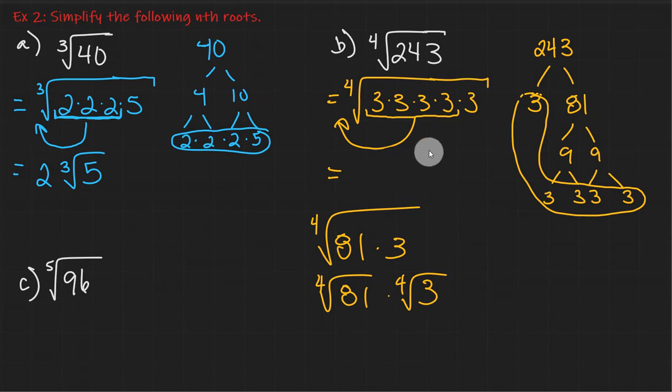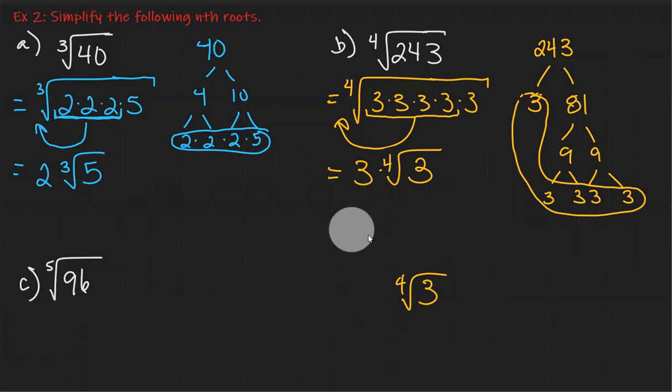Let me write that a little bit nicer. 3, 4th root of 3. Okay, be careful that you separate the 3 away from that 4 because you don't want to confuse yourself and think that it's 3 to the 4th power. This is 3 times the 4th root of 3. Awesome. Let's do one more.